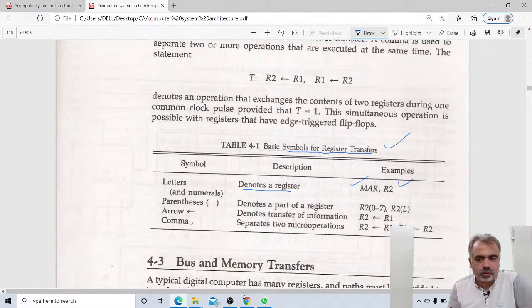If I write 0 to 7, it means the register R2 consists of bits 0 to 7. If I write L, it means it is the lower part of the register. Arrow denotes the transfer of information. If I write R1 arrow R2, it means the data of R1 is transferred to R2. And comma separates two micro-operations. These are certain rules, and the basic symbols and rules you must all learn.